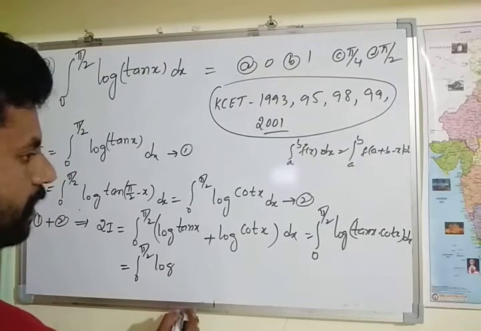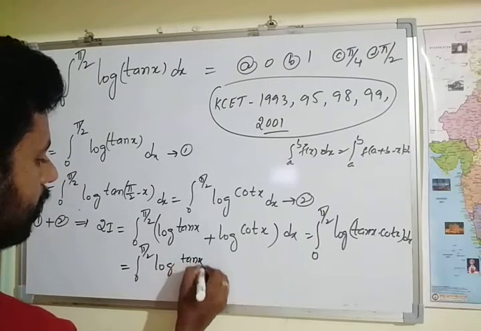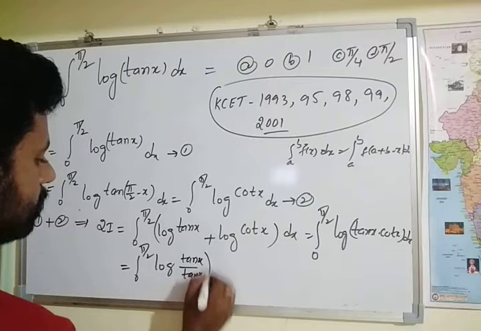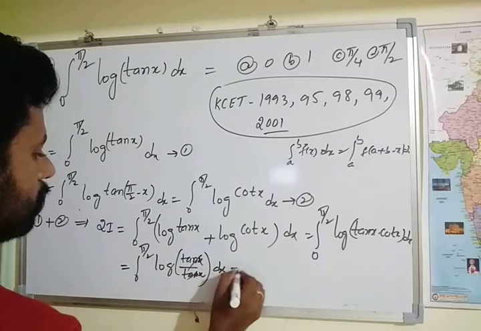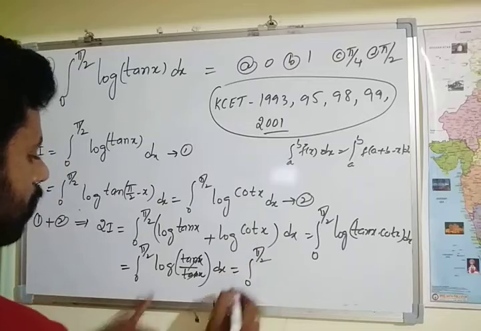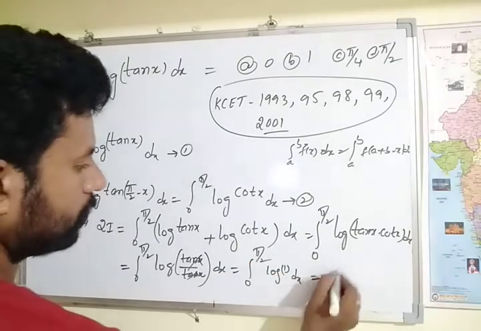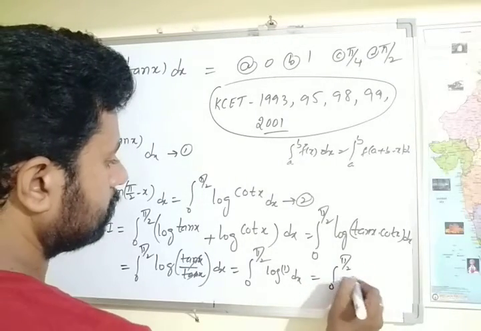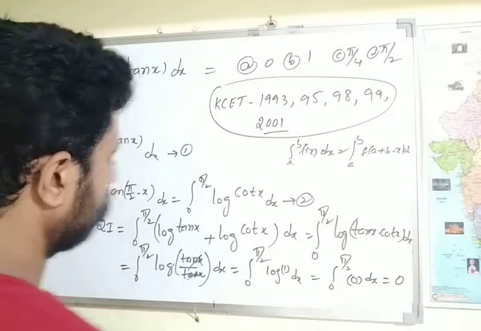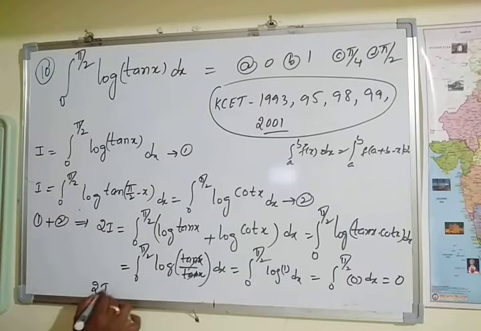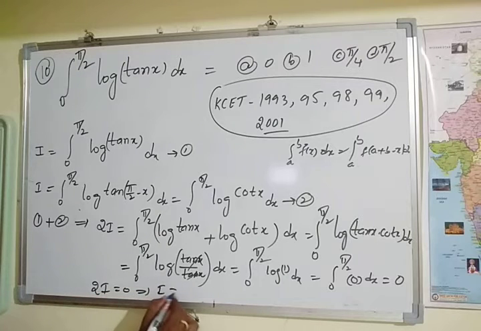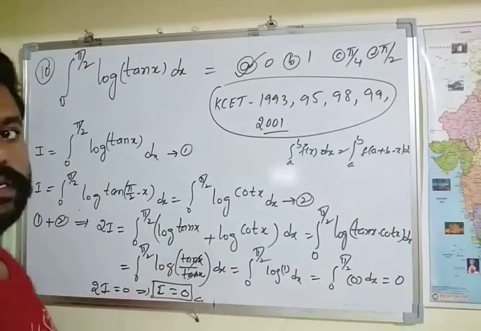Cot x can be written as 1 by tan x. So tan x divided by tan x gets cancelled. We get 1. So integral of 0 to pi by 2 log of 1 into dx. Log 1 is 0. Integral of 0 to pi by 2 of 0 into dx. Here we get 0. 2I is equal to 0. This implies I is equal to 0. Answer 0. Option A is correct.